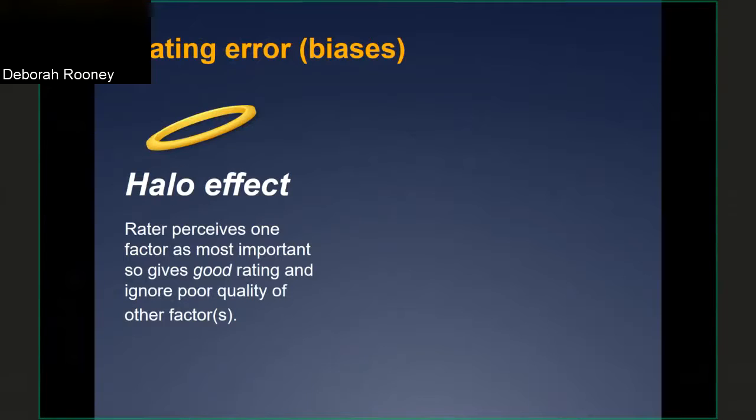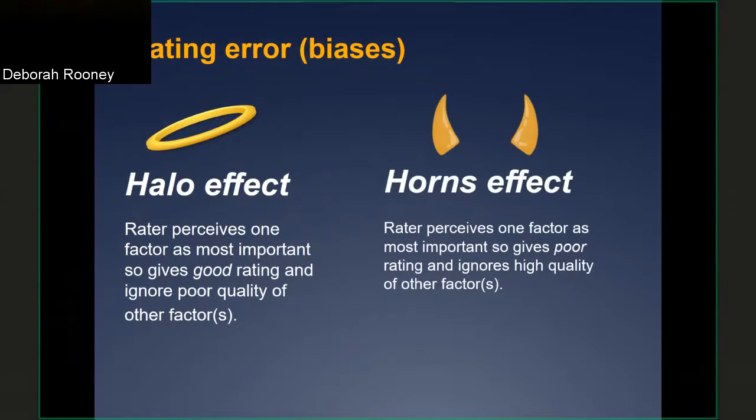So the halo effect is where a rater perceives one factor as most important relative to the other factors, so it gives a good rating and ignores the poor quality of other factors. In the event a trainee performs exceptionally well on one part of a performance versus poorly on the others, ultimately the rater gives them an overall good rating.